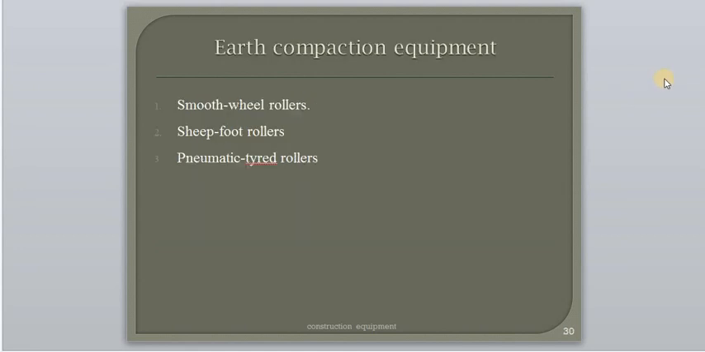The earth compaction equipment, we will see in the next lecture. In the next lecture we will discuss the earth compaction equipment.